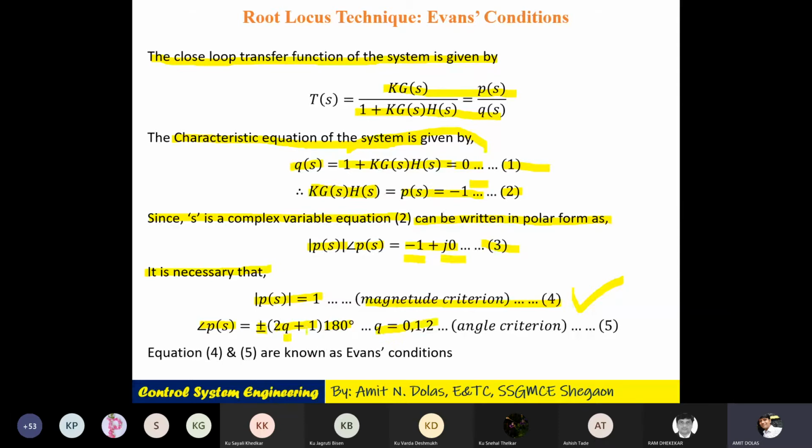Means if q is 0, then it will be 180 degrees, an odd multiple. If q is 1, then it will be 2 plus 1, which is 3, so again an odd multiple. So this is what is called the angle criterion, equation number 5. Your equations number 4 and 5 are known as the Evans condition. In the Evans condition, the magnitude should be one and the angle should be an odd multiple of 180 degrees.